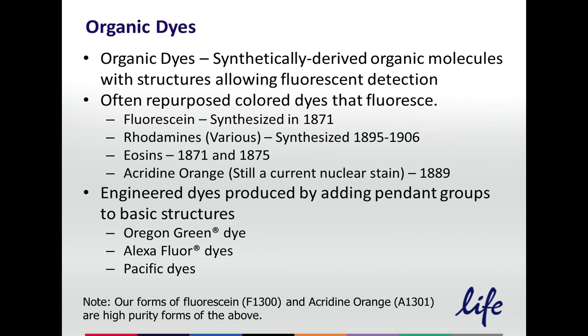And since then, companies have taken these dyes and added structures on them, functional groups and pendant groups that improve their characteristics, make them brighter, change their wavelength to blue or far red or red, make them less pH dependent, for instance. And then finally, companies started making specialized dyes with all of this knowledge of functional groups and their effects, such as the Oregon Green fluorescent dyes that we sell here at Molecular Probes.